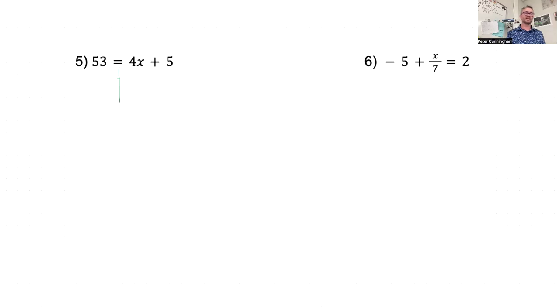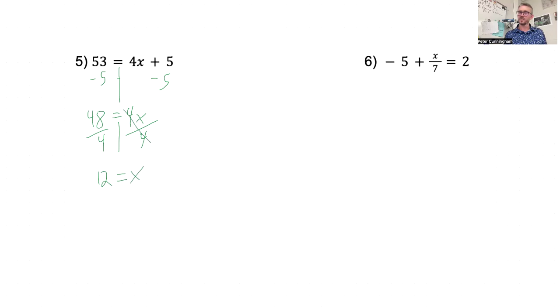Now, we put one like this on here because we don't just take away the number that's on the left-hand side, even if it's on the right-hand side, the number on the same side as x, that's furthest away, get rid of that. 53 minus 5, 48. Divide both sides by 4. 12 equals x.